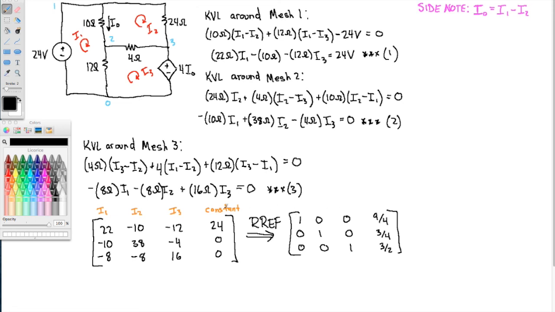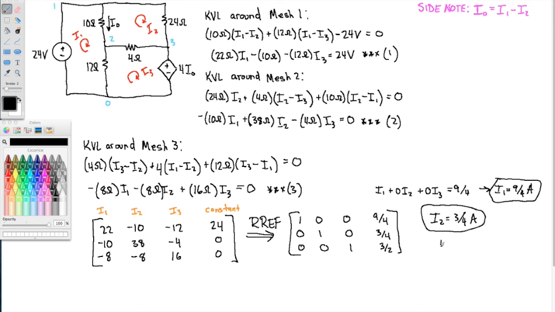So now this first equation says that 1 I1 plus 0 I2 plus 0 I3 equals 9/4. In other words, I1 is equal to 9/4 amps. See, so you can read the solution right off of it. I2 is 3/4, and I3 is 3/2 amps. Alright, so now those are the hypothetical currents that are swirling around.